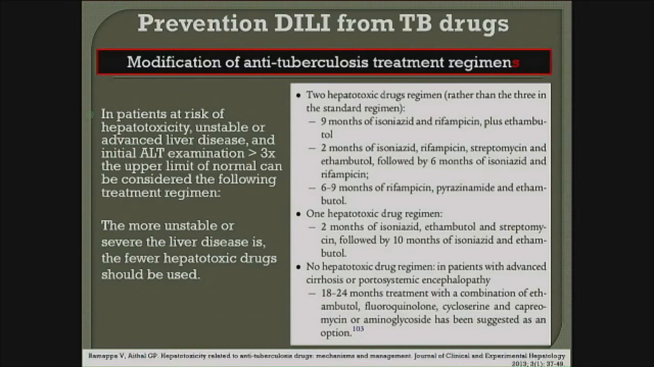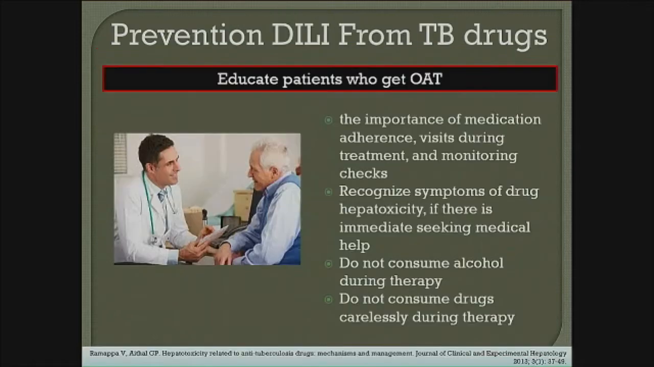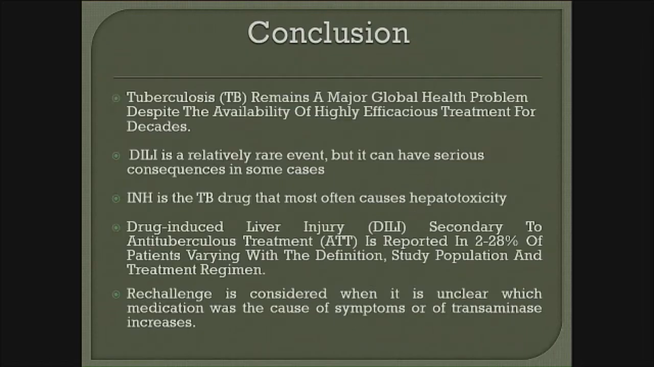Yes, so I will proceed to the prevention. If the patient is at risk of hepatotoxicity, we have to be careful. We have to adjust the regimen to only two hepatotoxic drugs, or one hepatotoxic, or no hepatotoxic drug. And we also have to educate patients who will receive TB drugs. The patient has to recognize symptoms of drug hepatotoxicity and immediately seek medical help, not continue alcohol, and not consume other drugs.